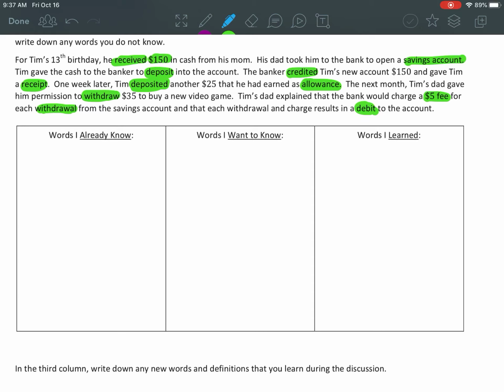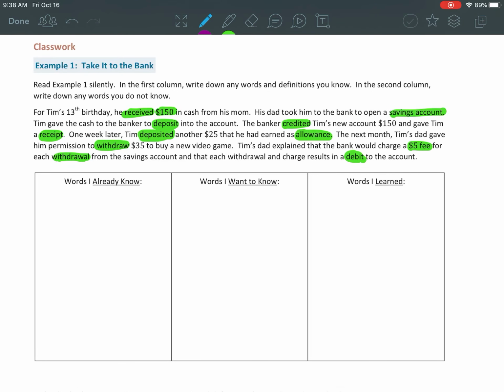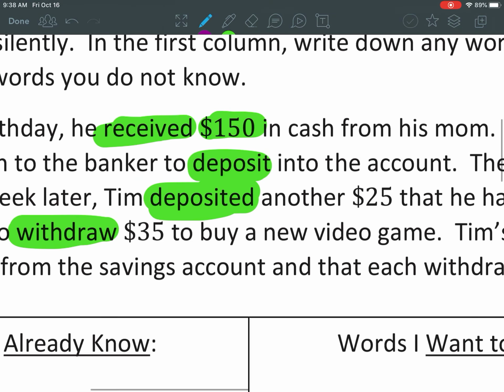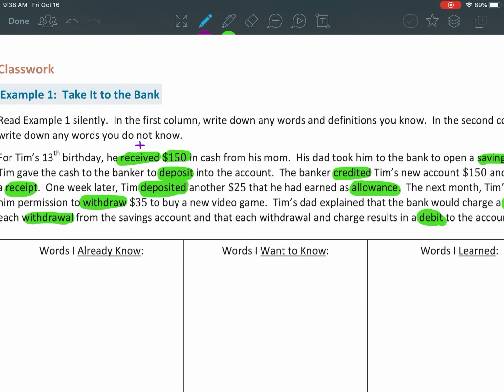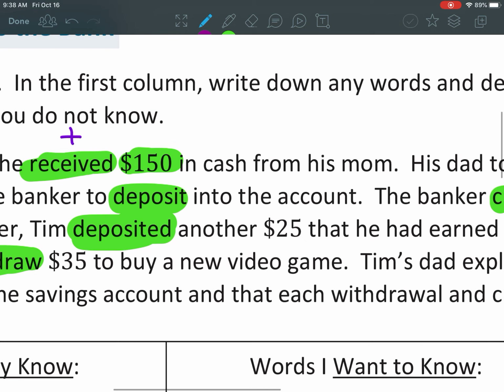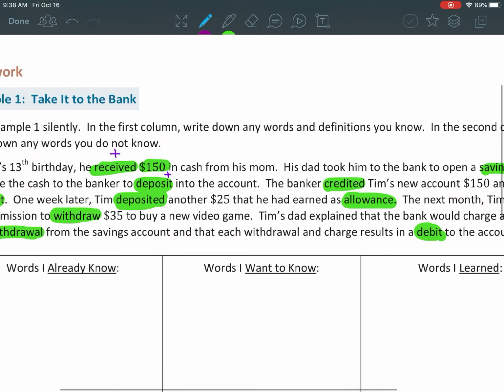Okay, so we have some words. We have received. So if you're receiving money, that means you're getting money, right? Yes. So a savings account, that's where you put money to keep it safe. So received, that would be positive. Deposit, if you deposit money into your account, that's a positive. You're increasing the money in your account.